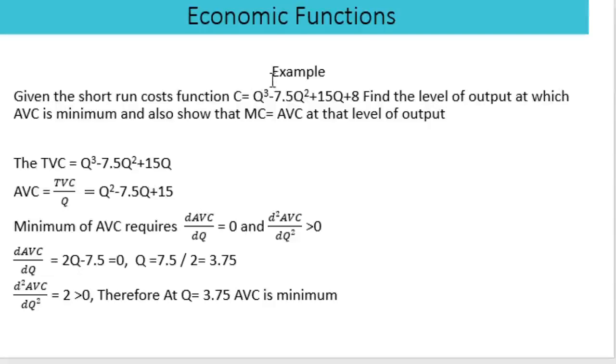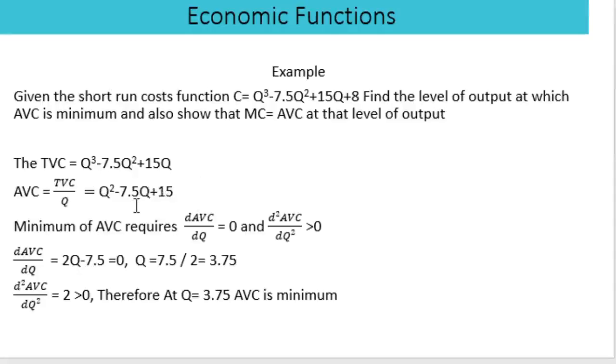Here the total variable cost is Q cube minus 7Q square plus 15Q, and 8 is the fixed cost. Therefore, TC equal to Q cube minus 7.5Q square plus 15Q plus 8, and AVC equal to TVC by Q. That is, divide this equation by Q, that equal to Q square minus 7.5Q plus 15. Find the minimum of this function.